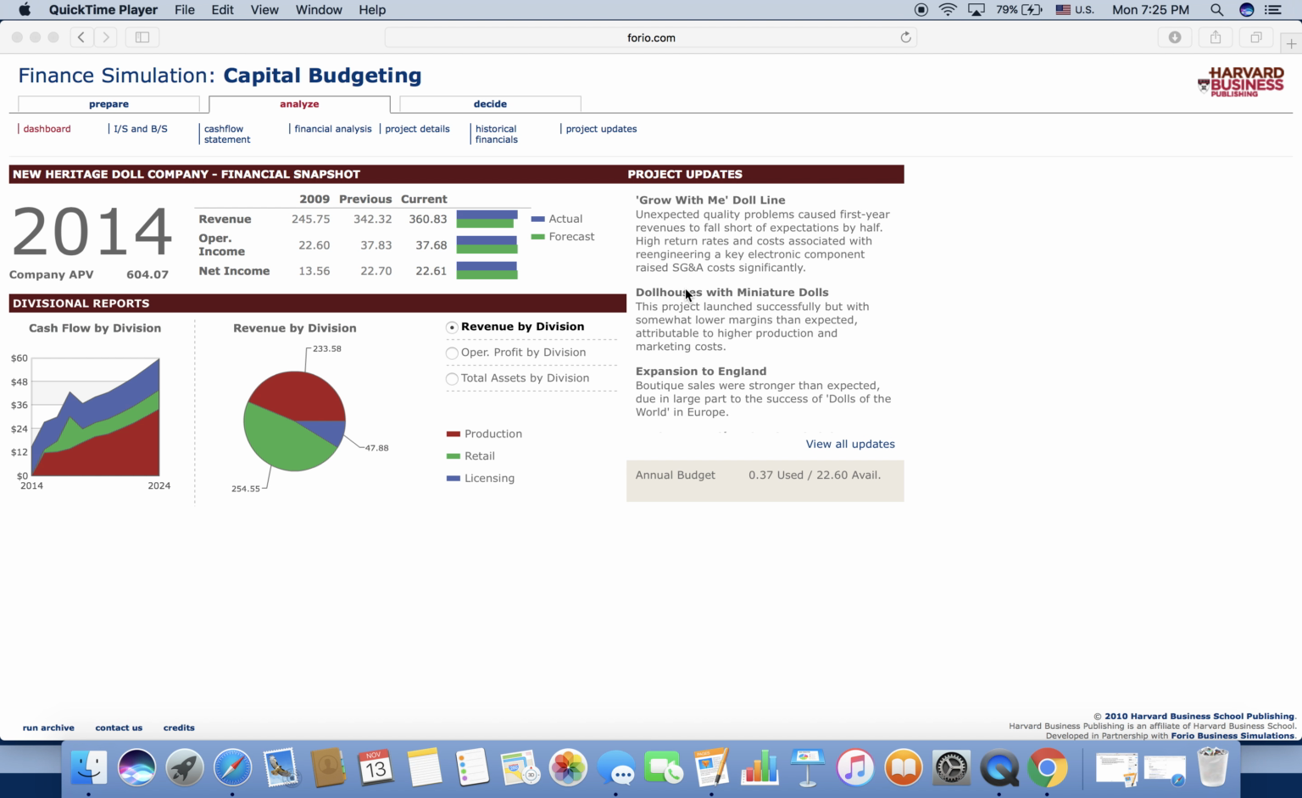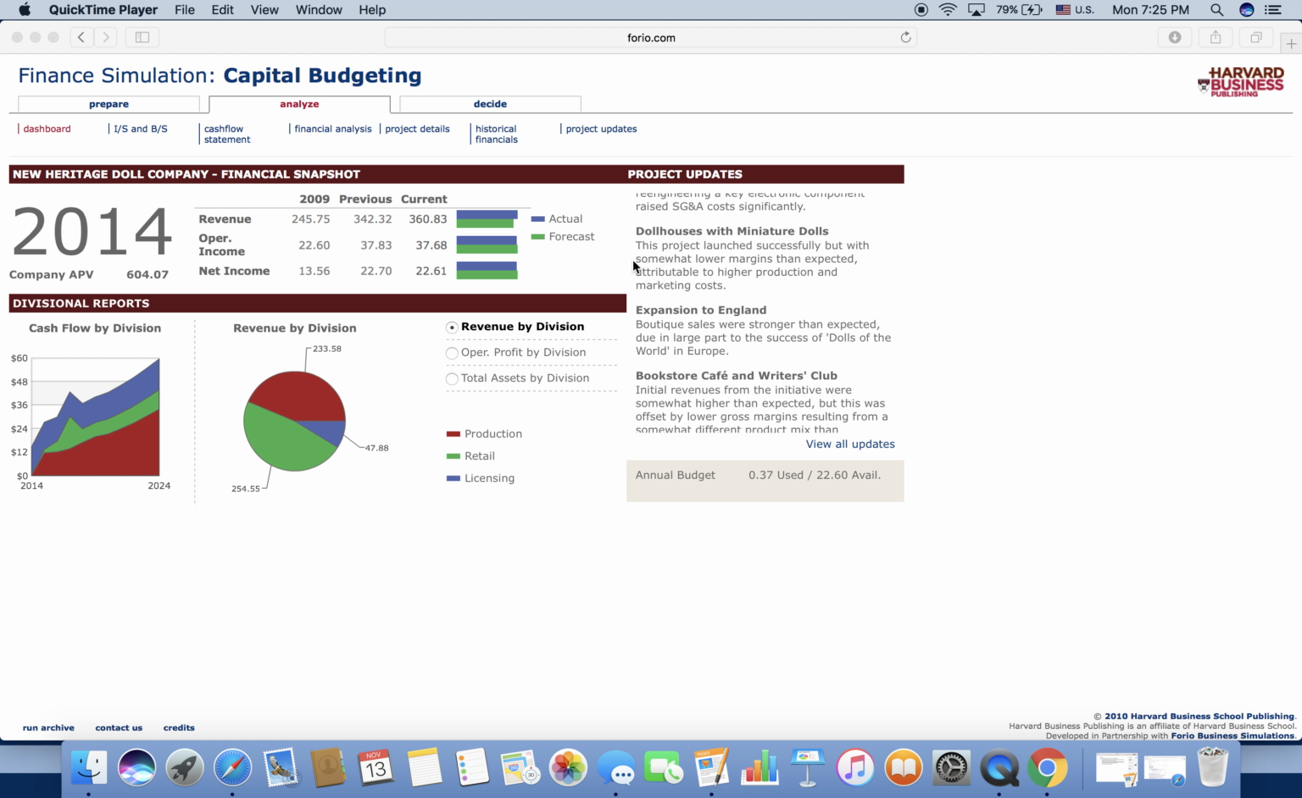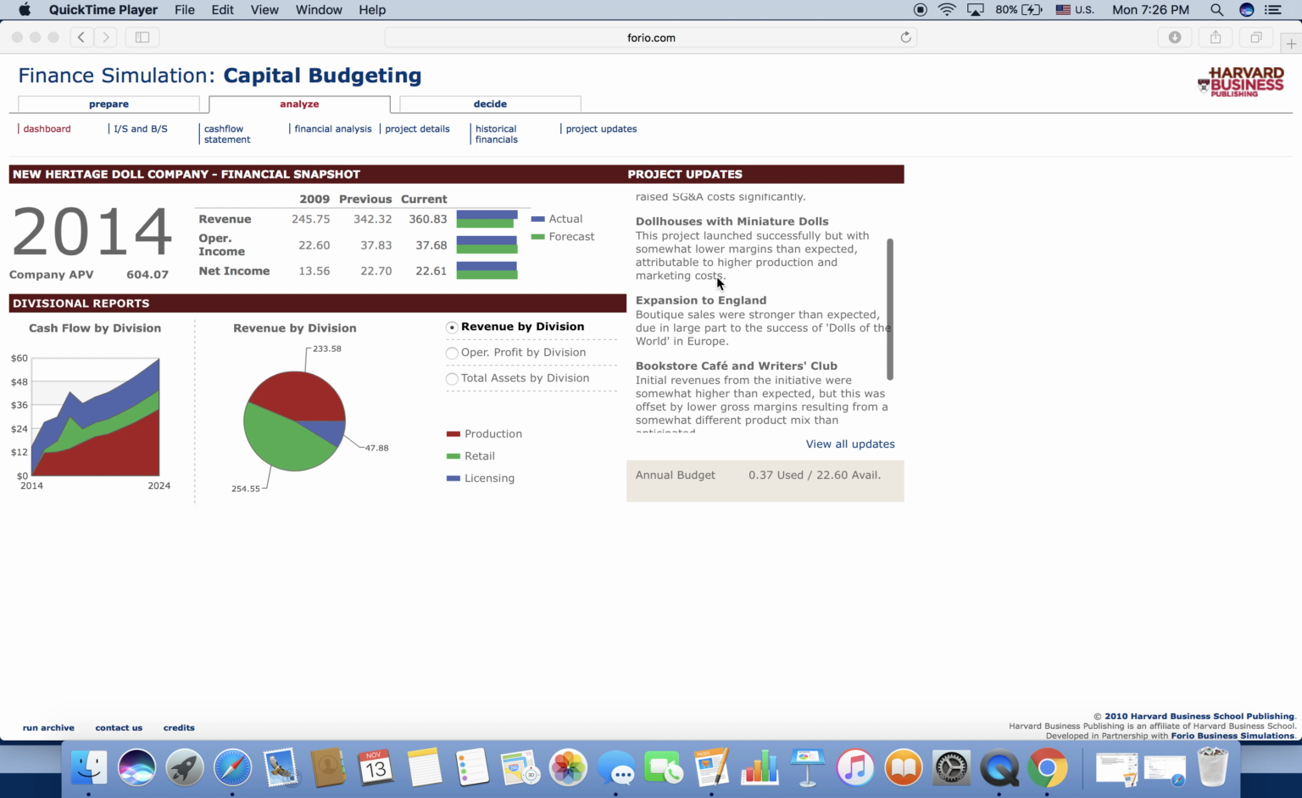So for the first project, unexpected quality problems caused first year revenues to fall short. But then I got high return rates and costs associated with engineering. And then the second one, the project launched successfully, but with somewhat lower margins than expected, attributable to higher production and marketing costs.